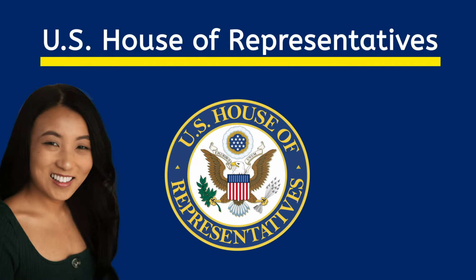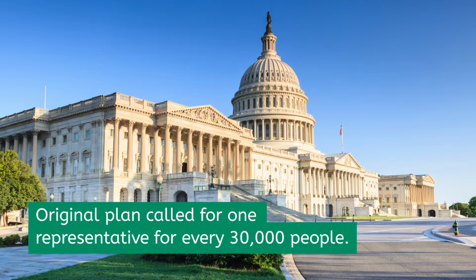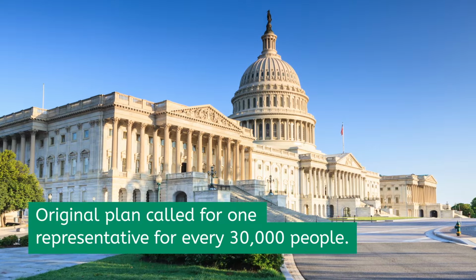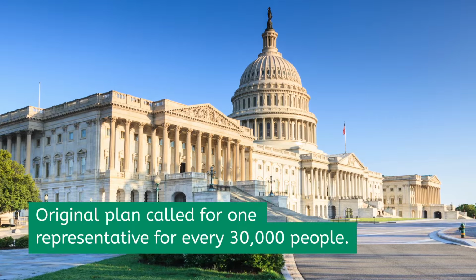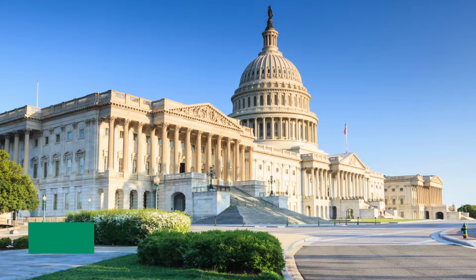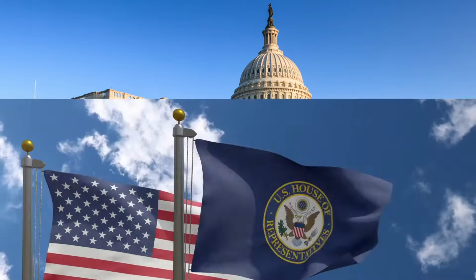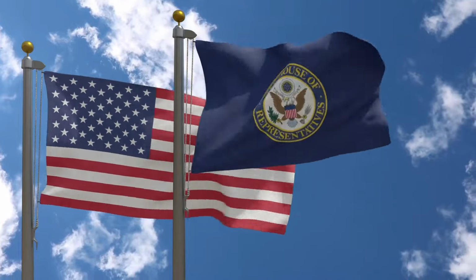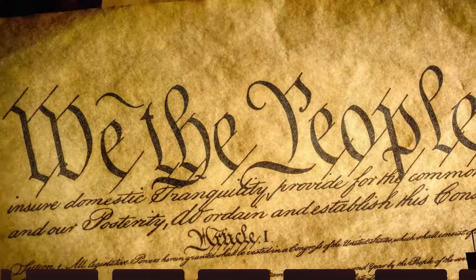You might already know that the House of Representatives, one part of Congress, has 435 members. But did you know that the original plan called for one representative for every 30,000 people? It's true. That means that in the US today, we would have a House of Representatives with something like 11,000 members. Crazy, huh? There's lots more info coming your way today as we take an in-depth look at the U.S. House of Representatives.